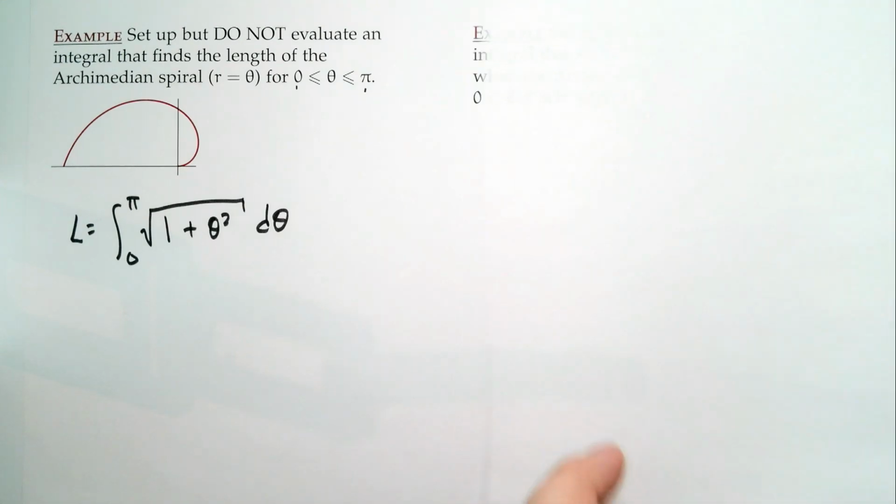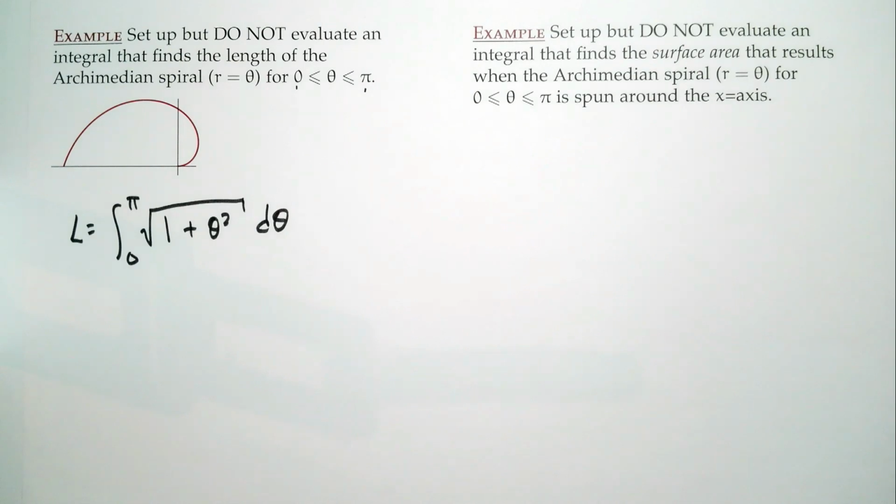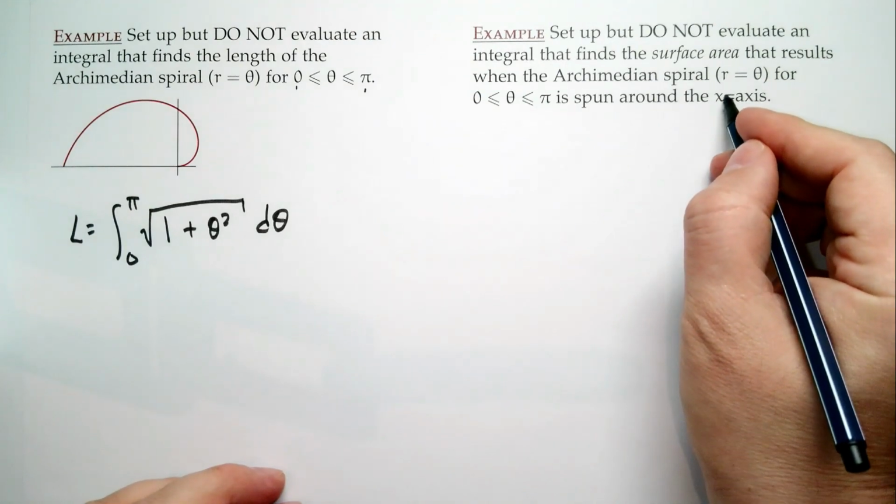We're not doing it. All right, then there's this problem, which I know is very similar to the quiz problem, but you know what, we have time. Let's talk about it. Set up, but do not evaluate an integral that finds the surface area that results when the Archimedean spiral r equals theta for 0 less than or equal to theta less than or equal to pi is spun around the x-axis. And I don't know why it says x is equal to an axis. That should be a hyphen.